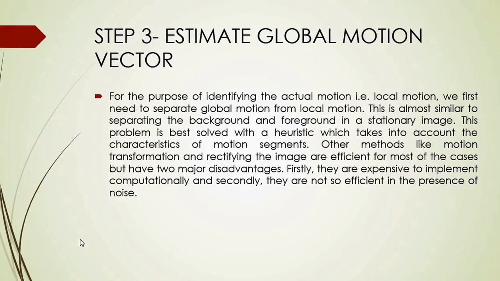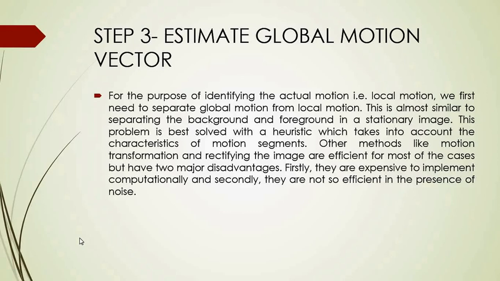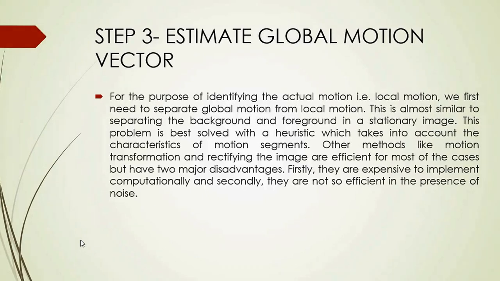Step 3 is to estimate the global motion vector. For the purpose of identifying the actual motion, that is the local motion, not the global one, we first need to separate the global motion from local motion. This is almost similar to separating the background and foreground in a stationary image. But remember, we have a sequence of images, so it is as good as moving ones. This problem is best solved with a heuristic which takes into account the characteristics of motion segments. Other methods like motion transformation and rectifying the image are efficient for most cases, but they have two major disadvantages. First, they are computationally expensive to implement, and second, they are not so efficient in the presence of noise.